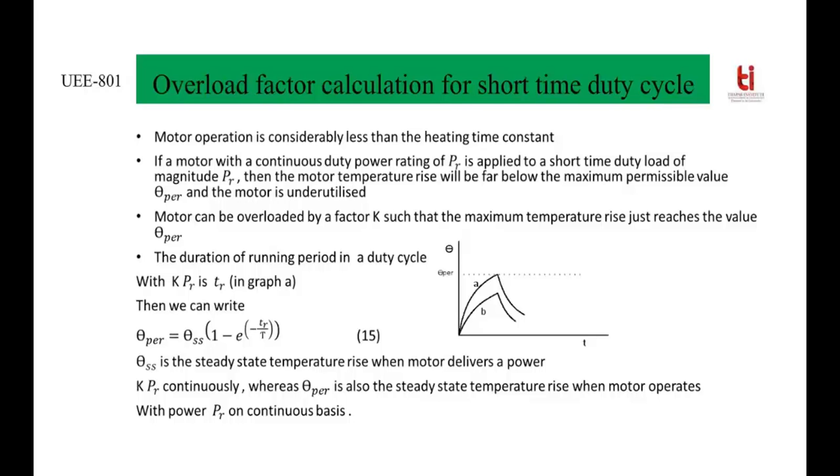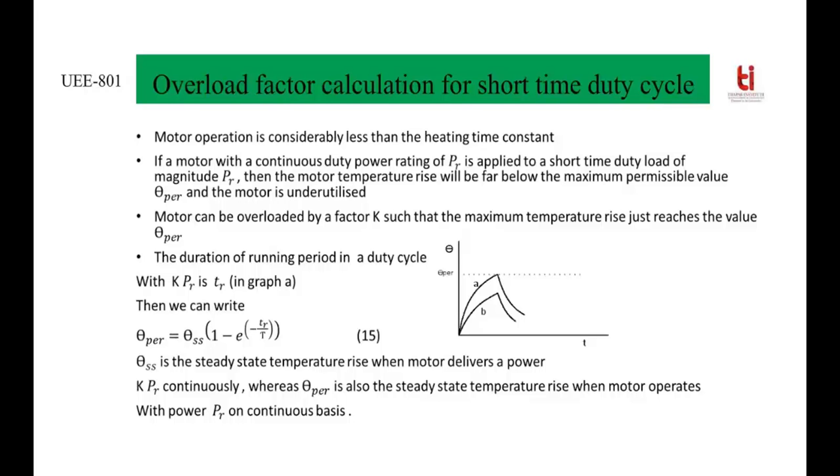Now the motor rating is PR, that means continuous duty power is PR, and it is applied for short term duty ratio. Obviously it will be underutilized, and the maximum permissible temperature is theta permissible, theta PER. Now let's overload the motor by a factor K. K is greater than 1. Now the load is K into PR. Now the KPR is for duration TR.